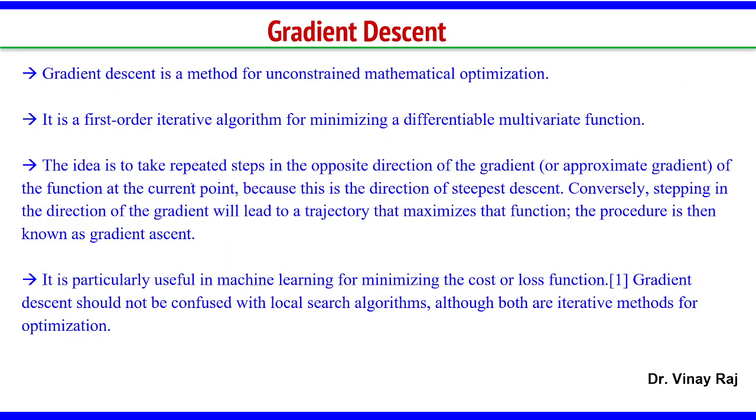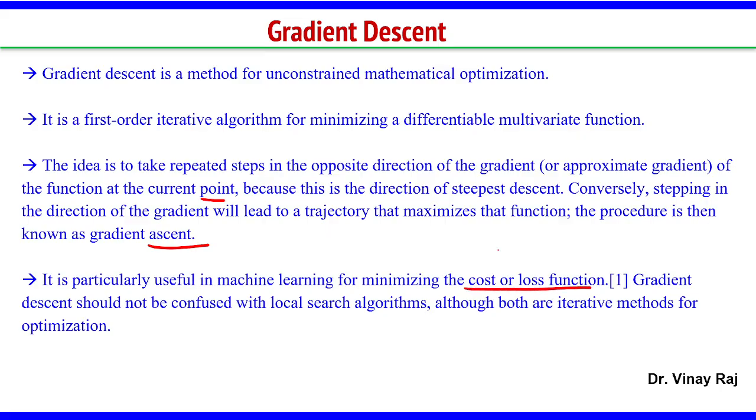The idea is to take repeated steps. From the hill, I put my stick, I found the land, and move forward. Again from there, use the stick, and move forward. Again use the stick, and move forward. That way, we take repeated steps in the opposite direction of the gradient of the function at the current point. This is the direction of steepest descent when you want to come down. When you want to maximize, it is gradient ascent. So gradient descent is useful in minimizing the cost or loss function.